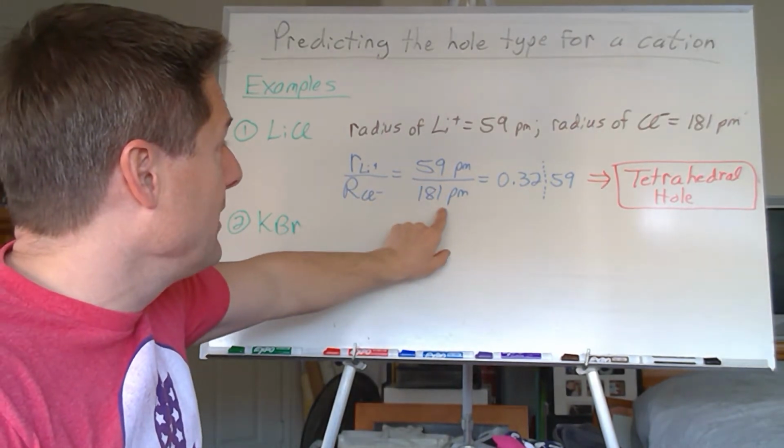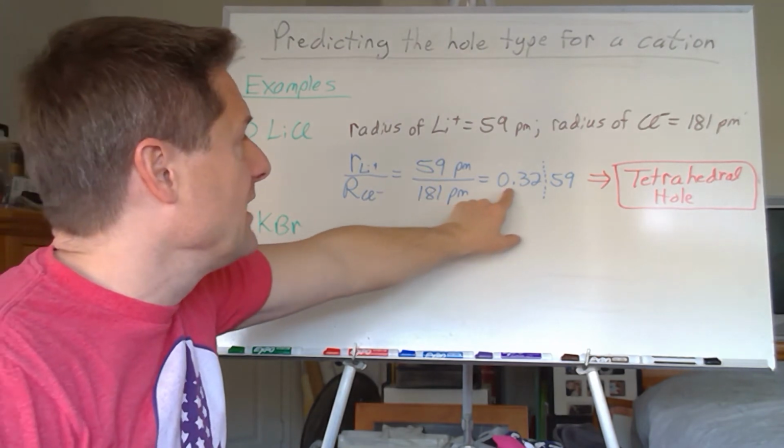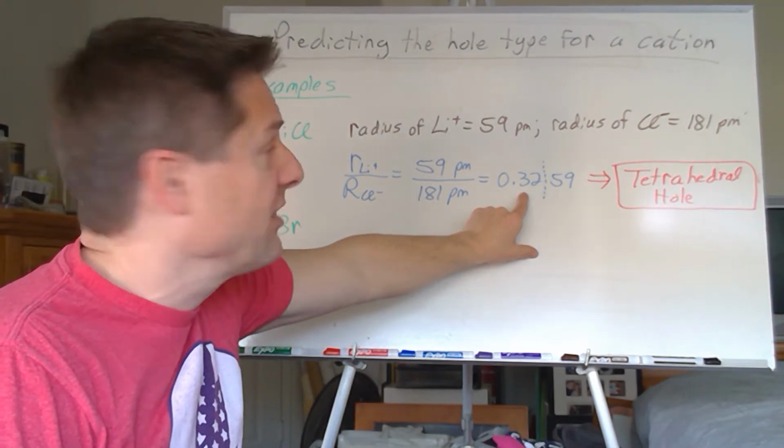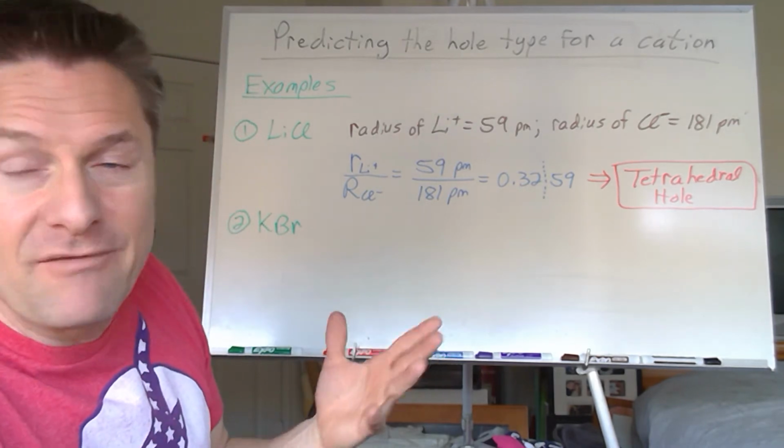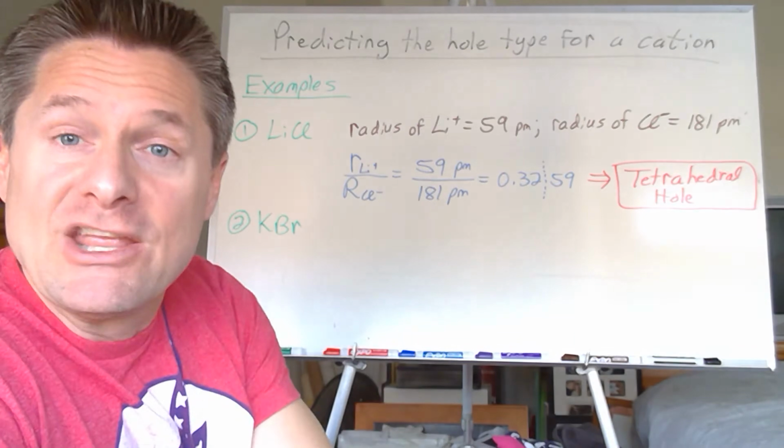So 59 picometers divided by 181. Those aren't exact numbers, by the way. So that'll leave me with 2 sig figs, giving me a ratio of 0.3259, good to 2 sig figs. Sig figs aren't too critical for this. Well, that falls into the tetrahedral hole.